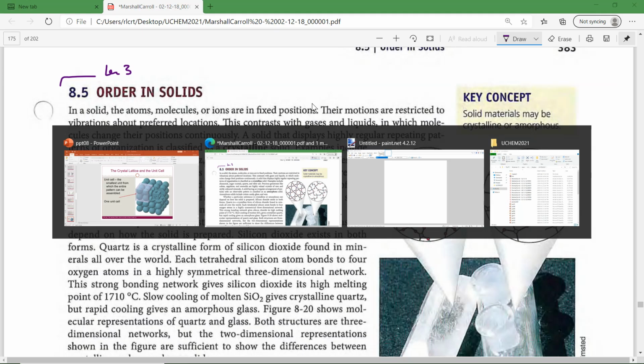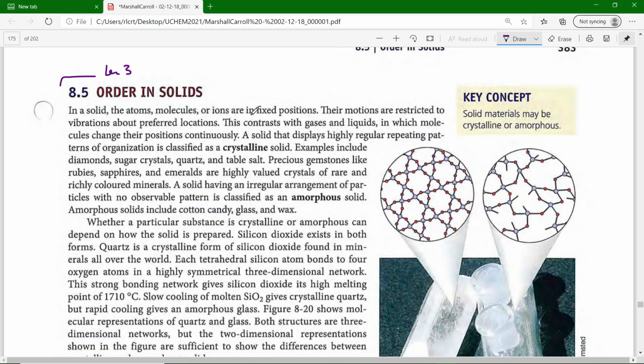Let me go back to the textbook here. Did I choose a pen yet? I don't know. Let's see. There we go.